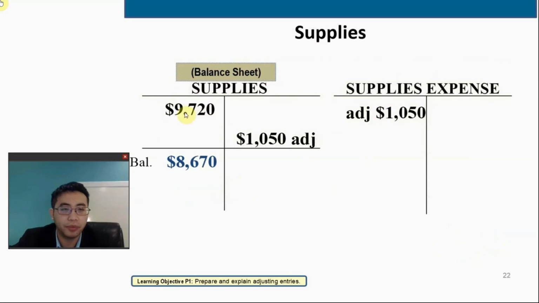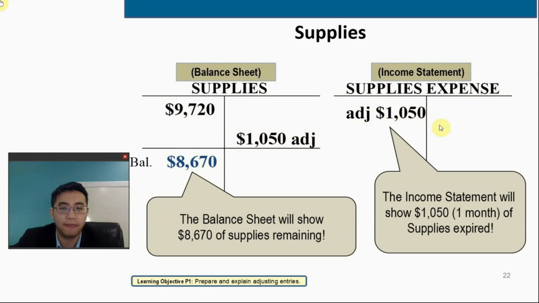So right here, this is your month beginning balance, and that's your adjustment. That's how much supply was spent, and that's your ending balance. So 97.20 minus 10.50 would give you 86.70. All right, and the disappeared supplies are basically used for your production, and that will be recorded as supplies expense on your income statement.